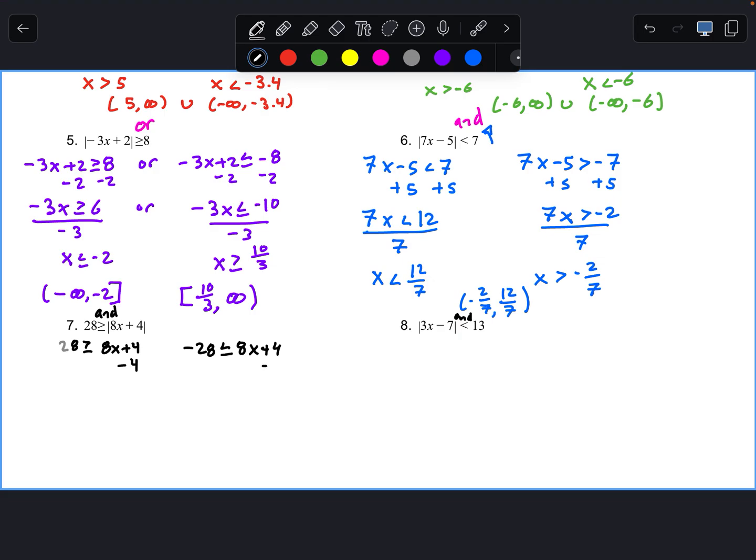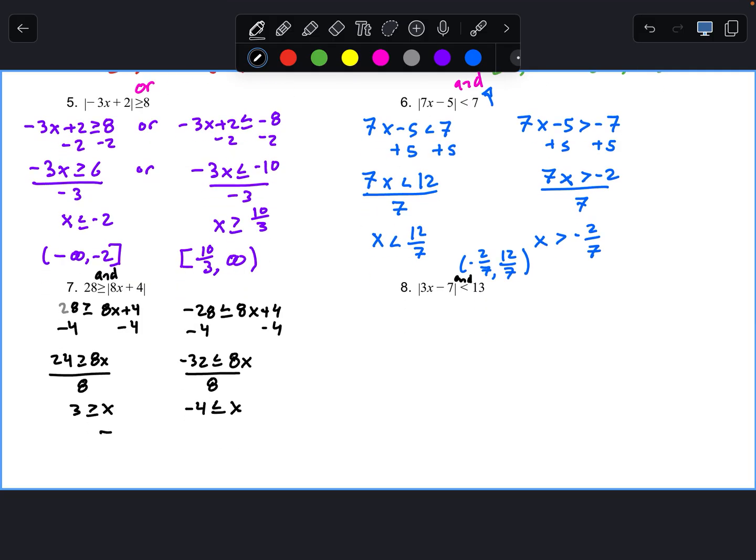I solve my equations with inverse operations. In doing so, I get 24 is greater or equal to 8x. I divide out my 8, and 3 is greater or equal to x. And on the other side, I divide out again by 8, not negative 8, excuse me, but 8, giving me negative 4 is less than or equal to x. Again, this is an and statement, so it's our low value to our high value.